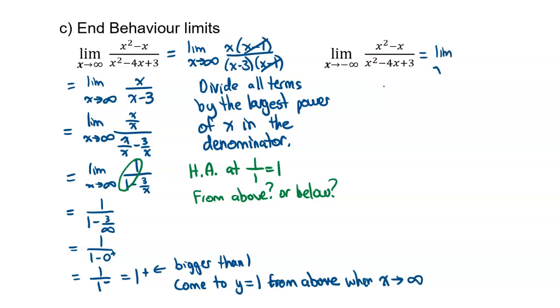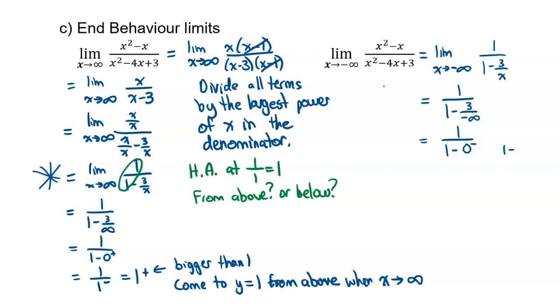Now let's do the other one, and we're going to pick this up from where I have it circled in green, because everything cancels out and simplifies the same way. So we get 1 over 1 minus 3 over x, but now we're doing negative infinity. So as I substitute negative infinity into this, 3 over negative infinity means I'm going to subtract from the 1 in the denominator a number a little bit less than 0. So I'm going to subtract a negative number.